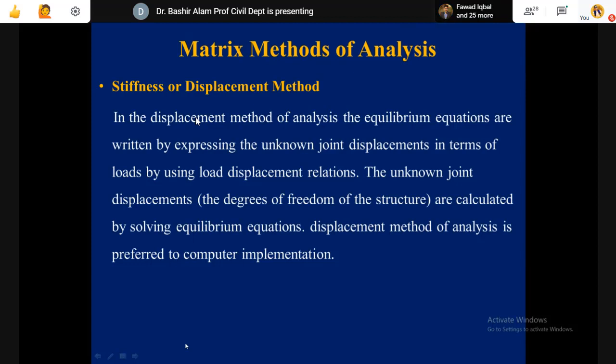Now, when a moment is generated, it means you are violating the equilibrium condition. Moment was not there, but now you are providing moment there. It is generating moment there. So what do we do?